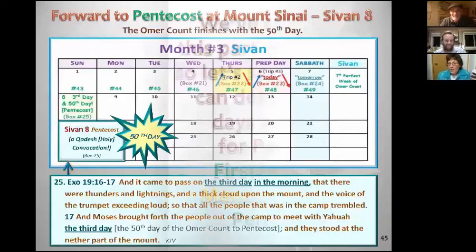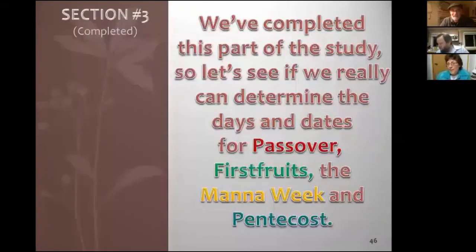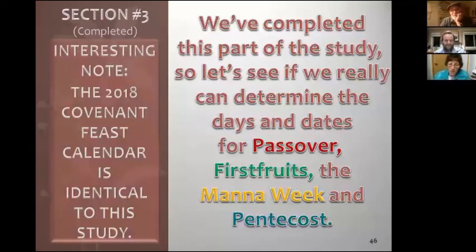We've completed this part of the study, so now let's see if we can really determine the days and the dates for Passover, First Fruits, Manna Week, and Pentecost. This is where we're going to see if our assumptions were right or not. Is it really true? I just put an interesting note here for this particular year. We're doing this in November 2017. Very interesting note that on the 2018 Covenant Feast Calendar, what we just saw here with the Tuesday Passover and all these dates is identical in the 2018 Feast Calendar. Absolutely identical. So that's really exciting to come up to the Passover festival, because this is really going to be an enaction of exactly what happened between Exodus 12, 16, and 19. It's really exciting.